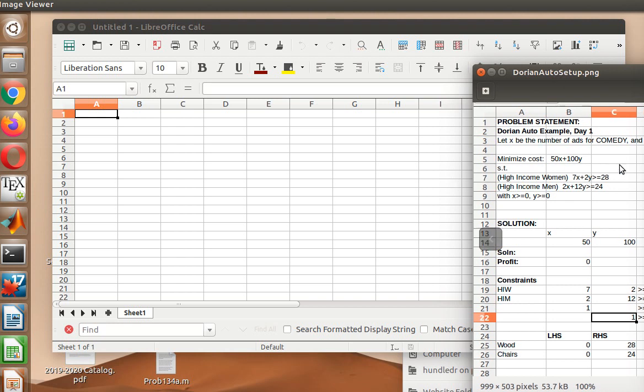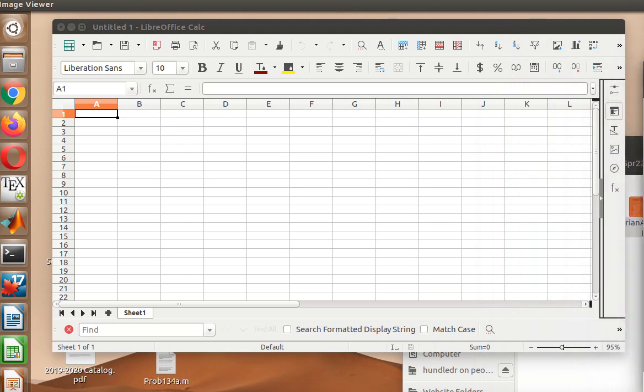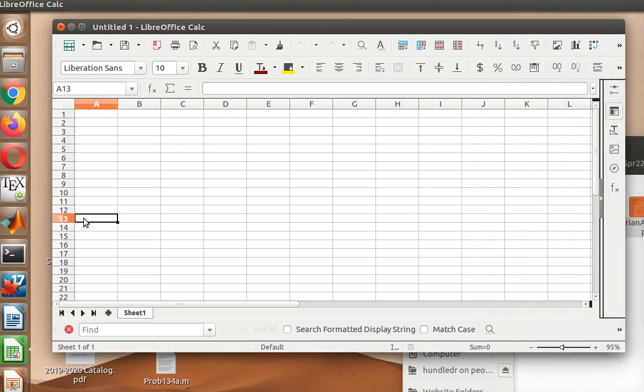We're going to try to minimize the cost, which is 50x plus 100y, such that 7x plus 2y is greater than or equal to 28, and 2x plus 12y is greater than or equal to 24. And we want x and y to be positive numbers. Okay? Just to be consistent with this, I'm going to start the solution down a little bit at line 13, although you don't have to.